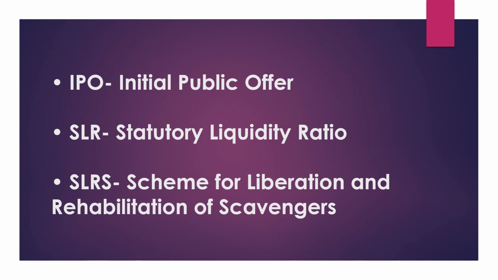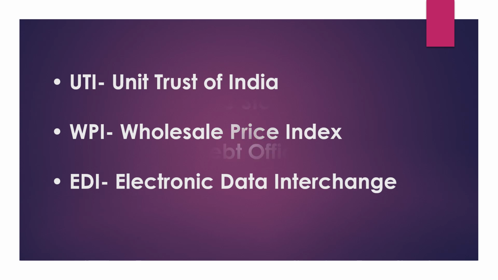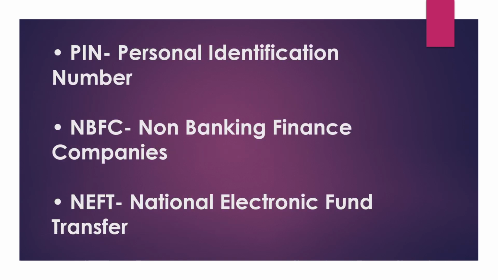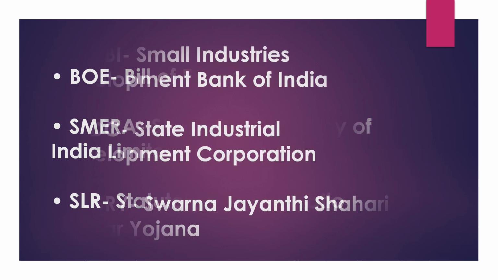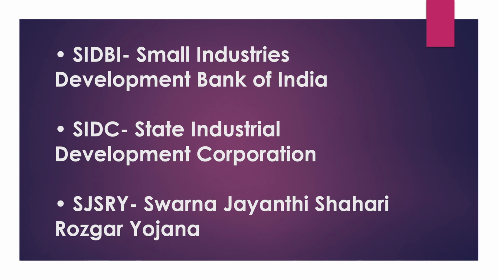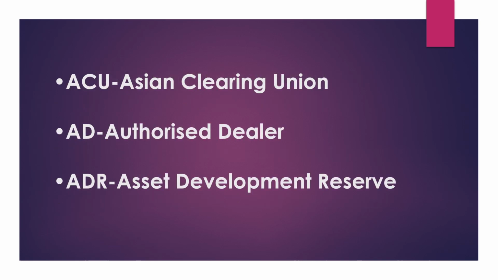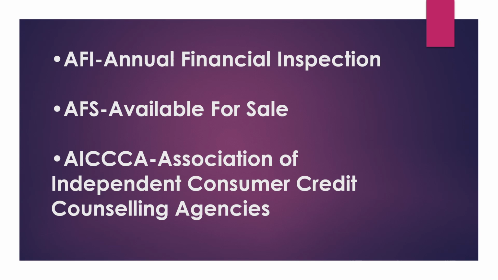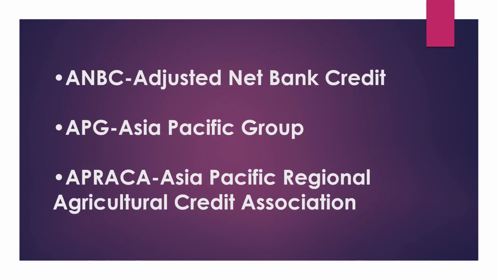IPO, SLR, SLRS, EMI, SSI, SME, UTI, WPI, EDI, EPS, ESOP, PDO, SSSBE, PIN, sorry, which is again important, personal identification number, NBFC, NEFT, RTGS, NPA, QUIP, BOE, SME, RA, SLR, SIDB, SIDC, SJS, RY, APRACA, ABS, ACH, ACU, AD, ADR, AEBC, AEBL, AFC, AFI, AFS, AICCCA, and yes, likewise इसी तरह से आप बाकी की abbreviations भी देख सकते हैं.